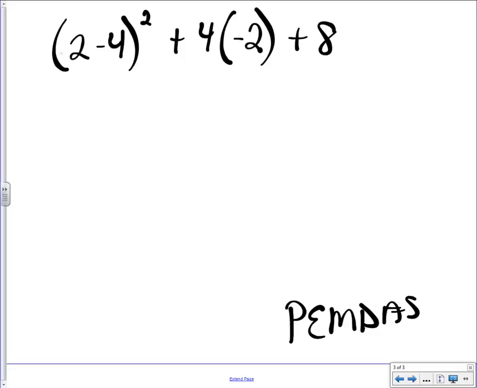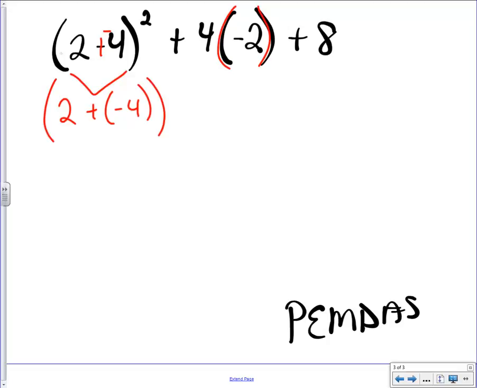PEMDAS, right? Parentheses. I have parentheses here. Okay, and so I'm going to take care of inside the parentheses first. I want you to see that this other parenthesis over here doesn't have anything besides a single number in it, so there's nothing to be done inside there. So the parentheses over here, I have a 2, it's minus, so I'm going to change it to an addition and change the sign of the number that follows it, and so this is what I end up having.